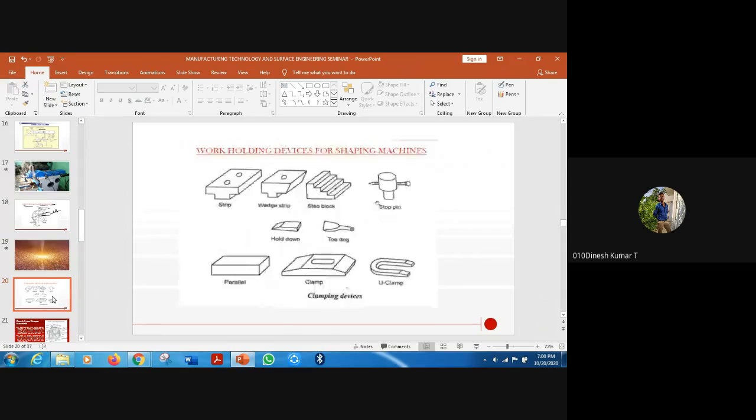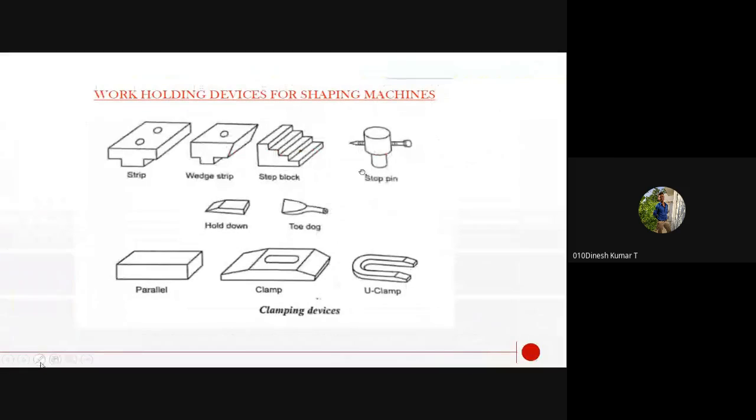Okay, let's move on to the topic: work holding devices for shaping machines. Some of the holding devices are strip, wedge strip, step block, stop pin, hold down, toe dog, parallel clamp, U clamp. These are the clamping devices that are used in the shaping machine.